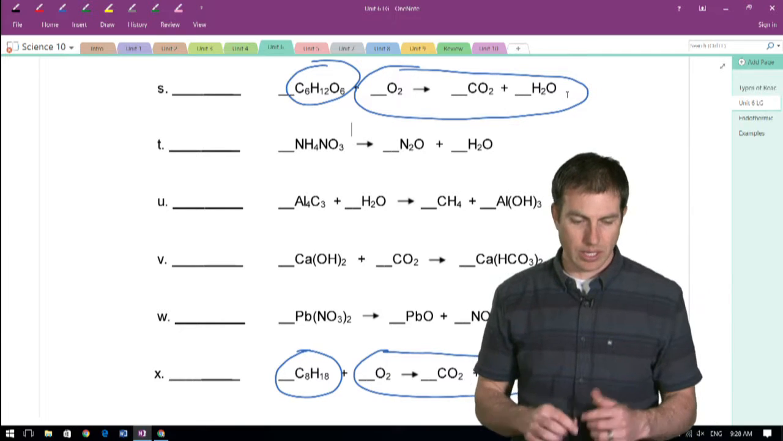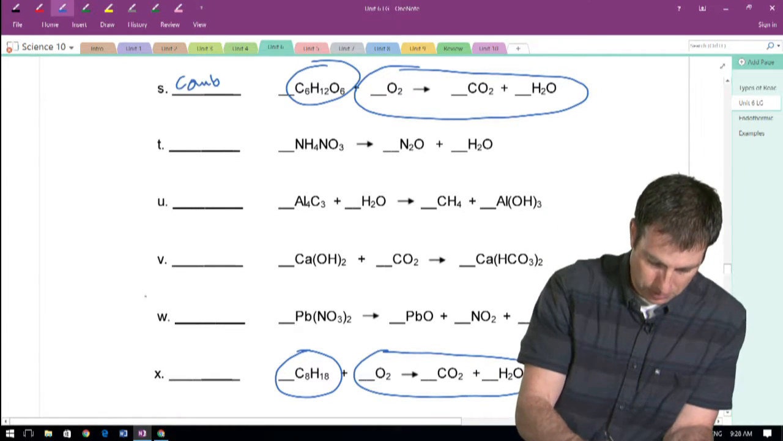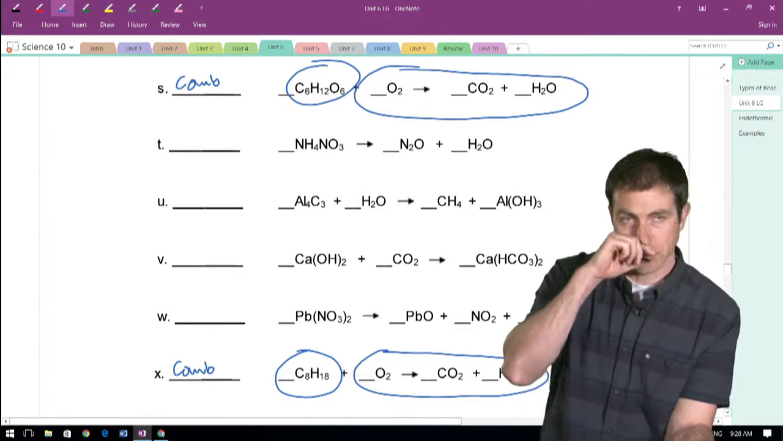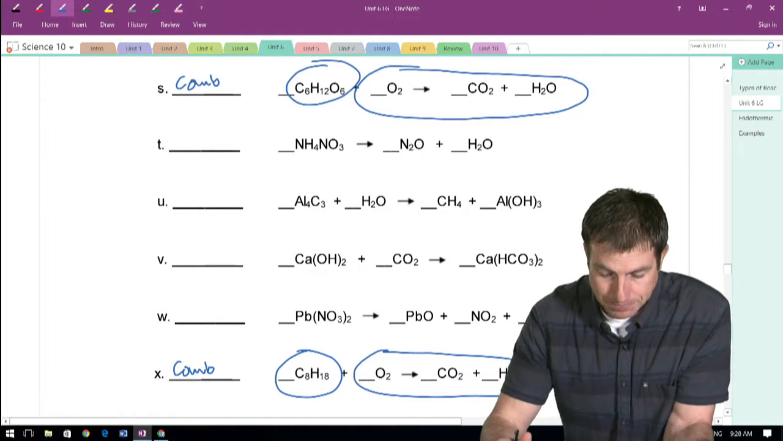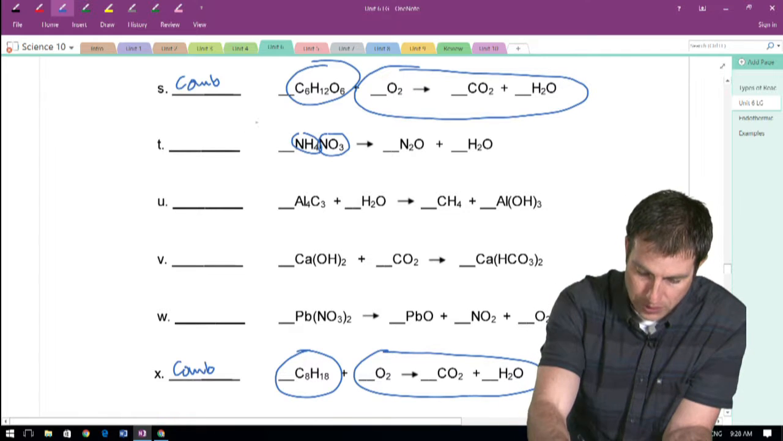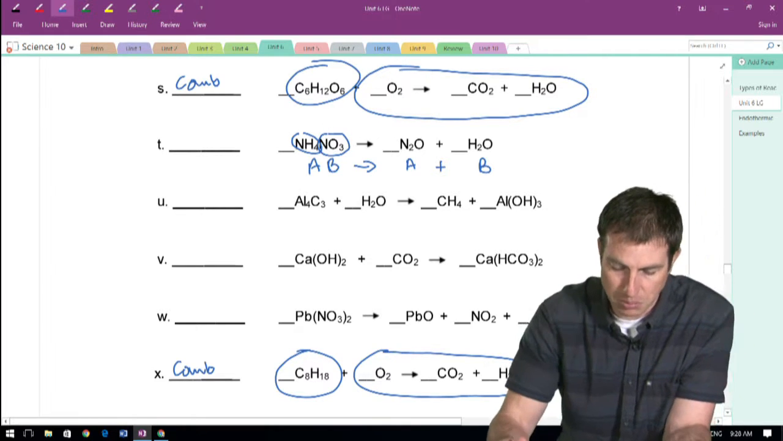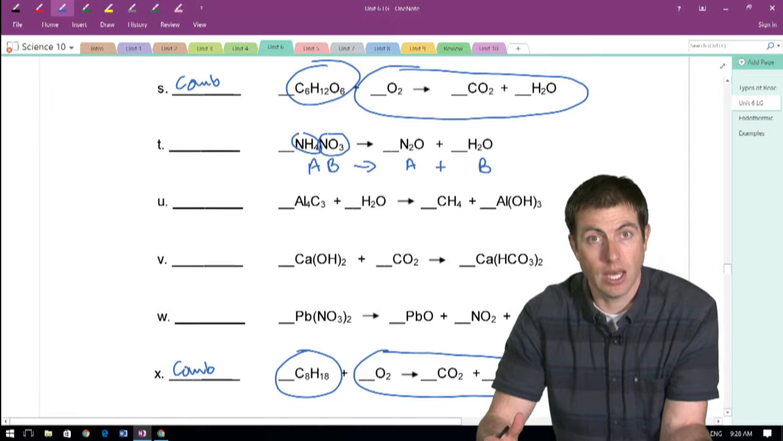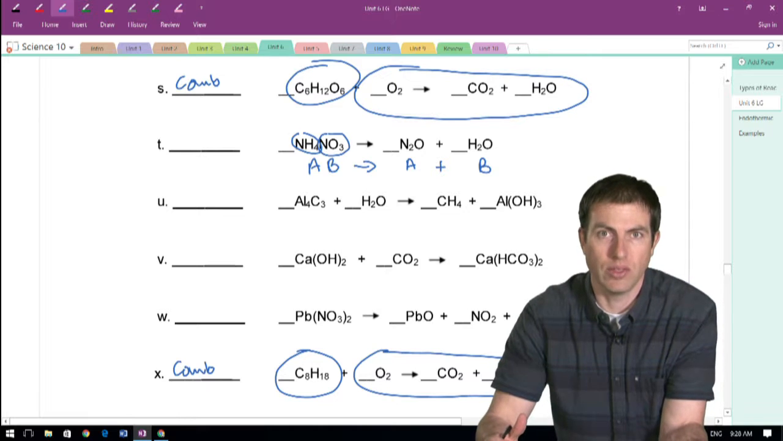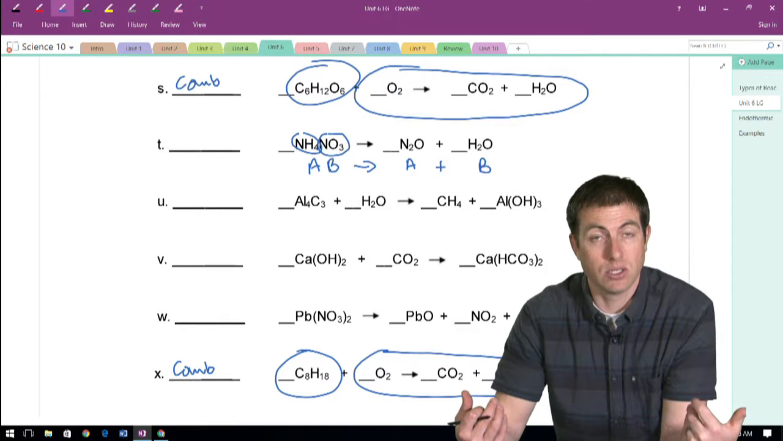Okay, we've done S and X, so this is combustion, and this is combustion. So we can write those in. Let's look at T. I start with one thing, NH4NO3, so that's kind of like AB, and it reacts to produce A and B. Not exactly, but if I had to generalize it, that's kind of what's going on there. Starting with one thing, ending with two. If I start with one thing, it breaks down into two things.